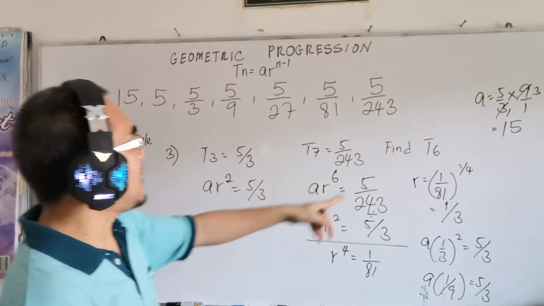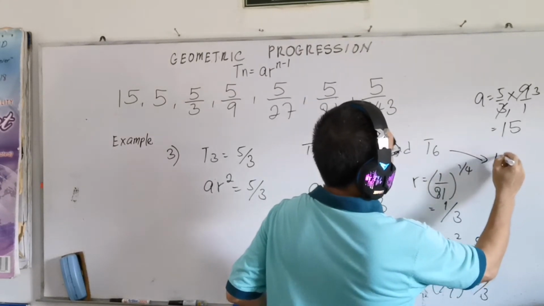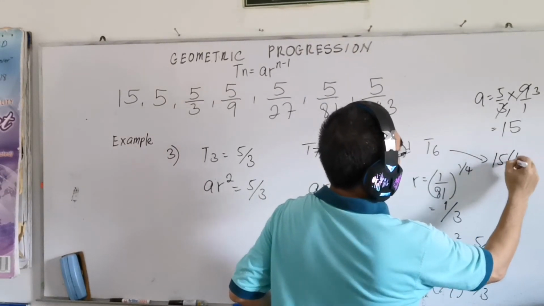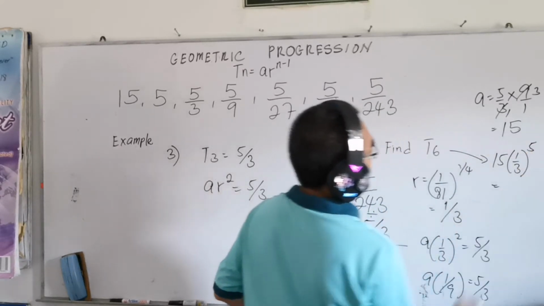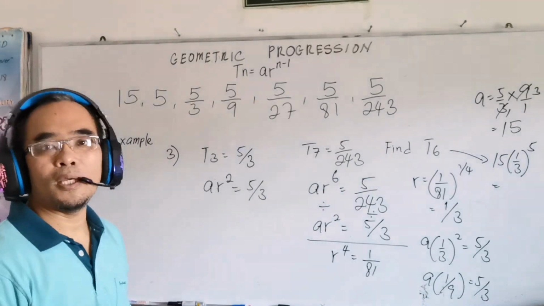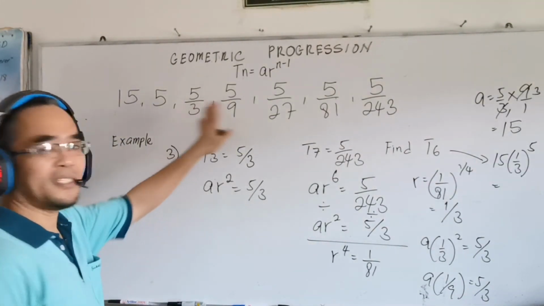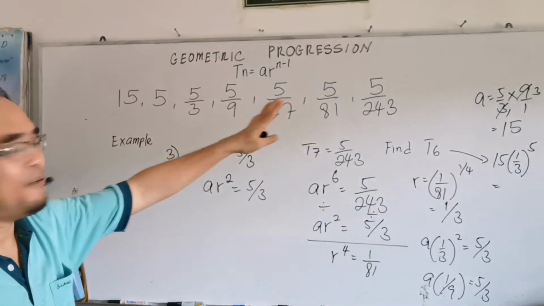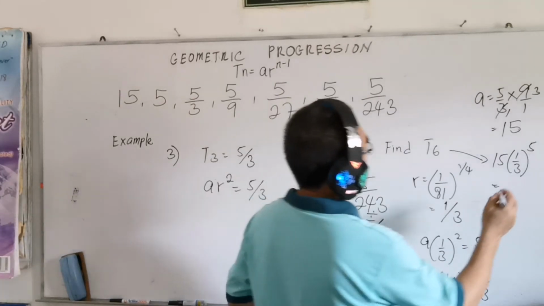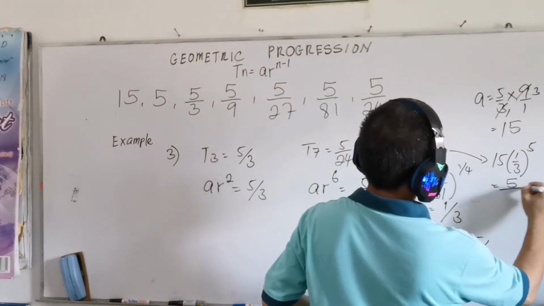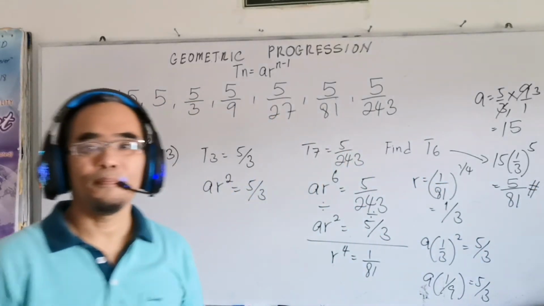So now we can calculate T6. So T6 will be A, 15, times R, which is 1 over 3, to the power of 5. So if let's say you want to use calculator, it's okay. But because this is just hypothetical based on this info, 1, 2, 3, 4, 5, 6, you get 5 over 81. Okay.